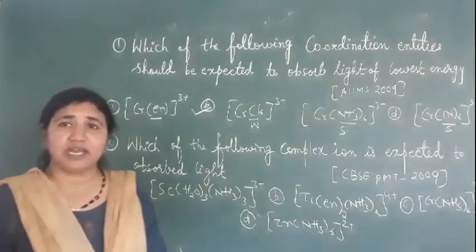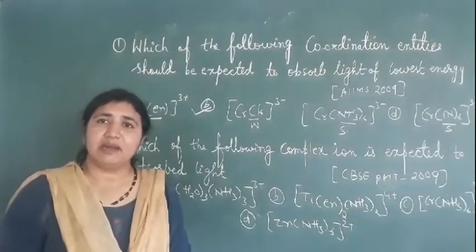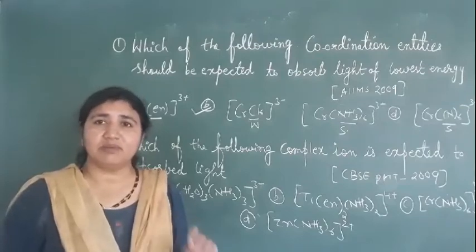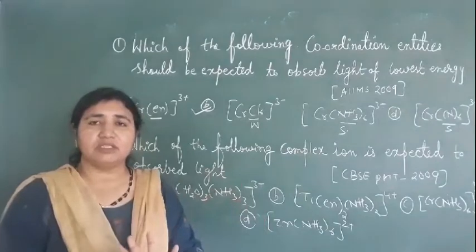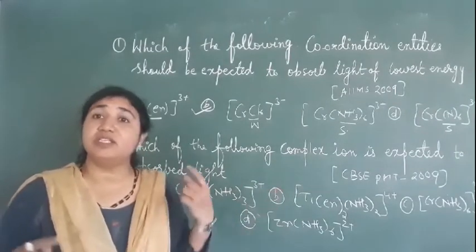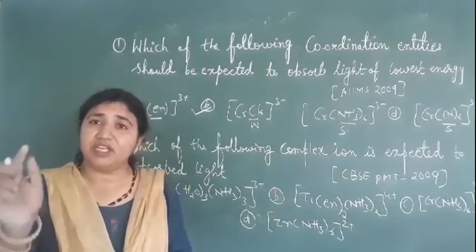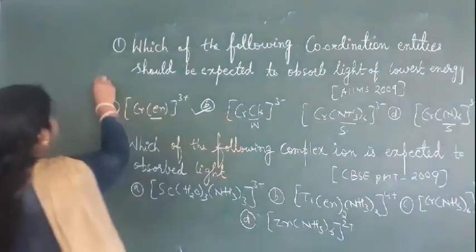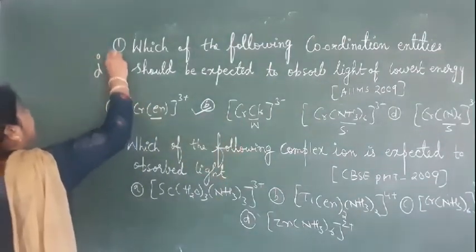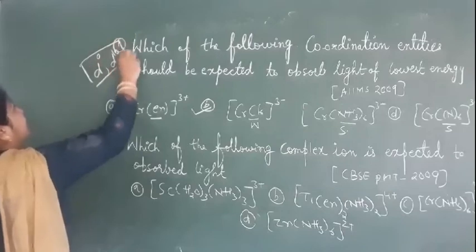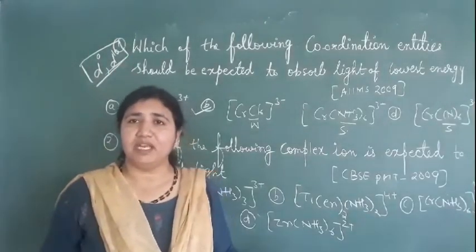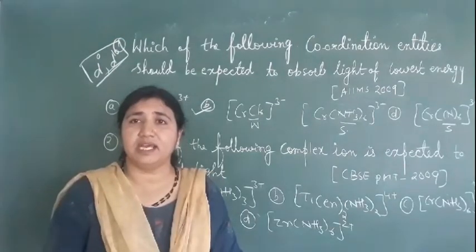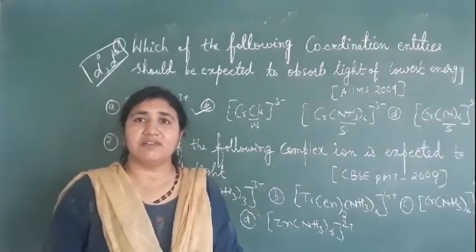When will they absorb light? If they have an unpaired electron, then only they will absorb light. If the metal has completely filled d orbitals, or there is no electron at all, d0 or d10, then they will not absorb light. So the d electrons should not be fully empty and should not be fully filled. In that case they will not absorb light.